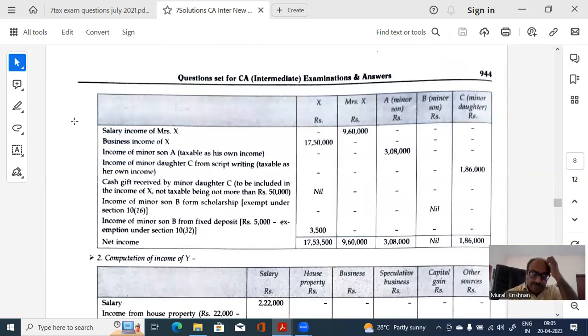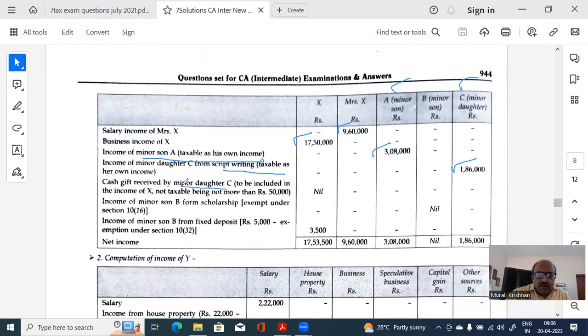Now see. Salary of Mrs. X is being shown under that head. Business of the same. Minor son, taxable in his own hands, because it is from his own effort, or he is disabled. That's why it is taxed in his own hands. So it should not be clubbed if it's for a disabled person. Minor daughter, scripting from her own skill she has got. So that will also not get taxed. It's all handled in their own hands.